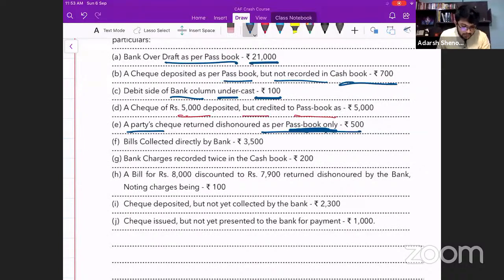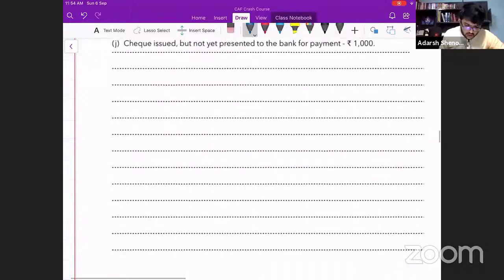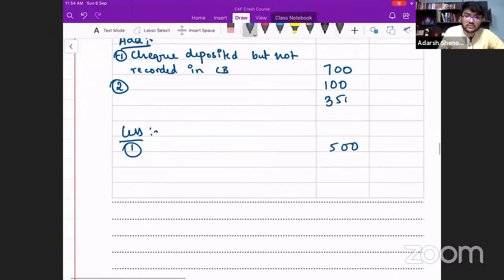Next one. Bills collected directly by the bank. This is bills sent for collection, collected directly by the bank. Which book has moved because of this? The passbook has moved upwards, because they have collected money on our behalf directly. Now, what is your starting point? Your starting point is cash book. You have to add. The amount is 3,500.